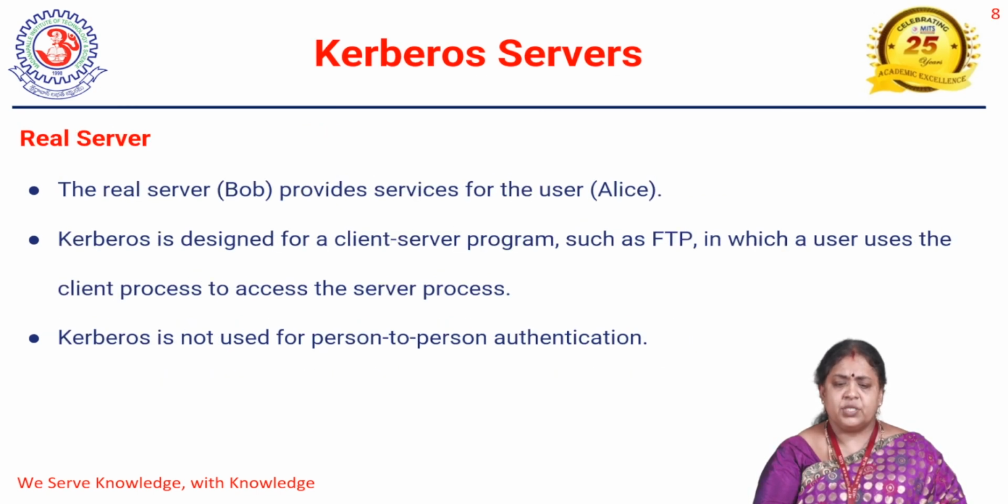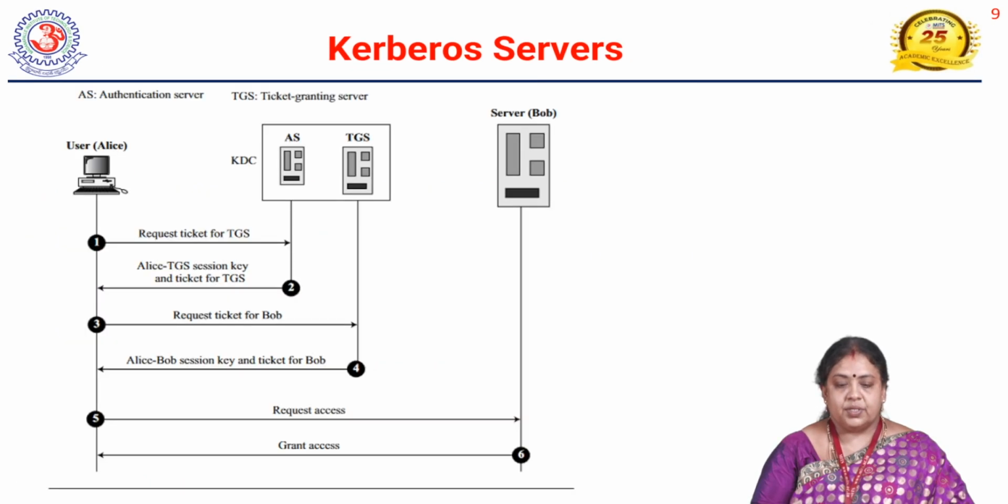Coming to the third server, which we call the real server. The real server is Bob, which provides the services for the user. Kerberos is designed as a client server program, such as FTP. Whatever we are requesting, the user is going to run the Kerberos client program, and the server is going to run the server Kerberos program. Kerberos is not used for person-to-person authentication. Next, coming to the next one, this is the operation of Kerberos.